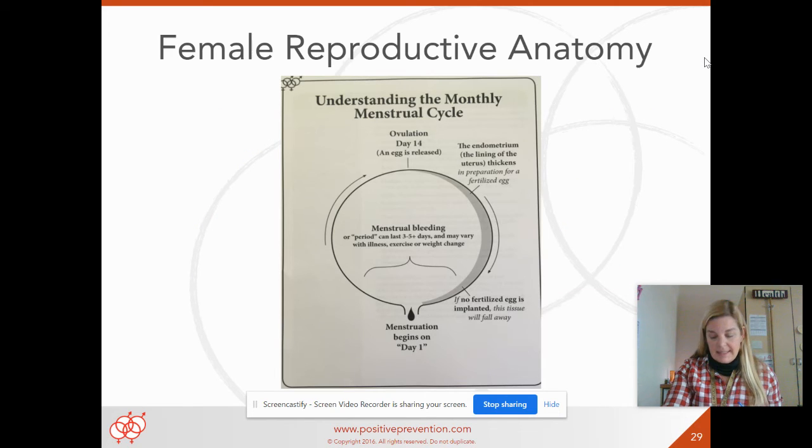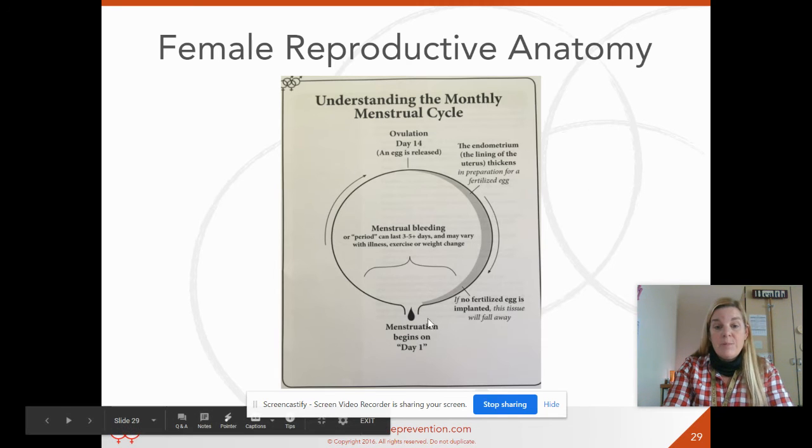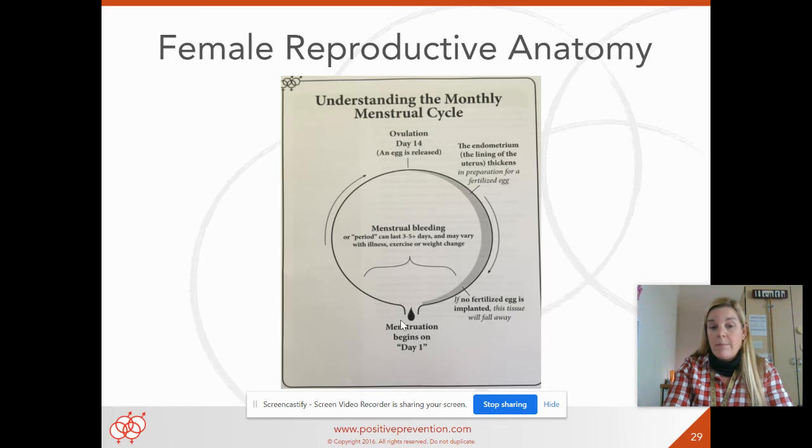Okay, this is the diagram that you have on page 7. There's nothing for you to write on here. It's just another look at the menstrual cycle. So in this picture, it's a cycle, right? So it's a circular form. And in this picture, day 1 is right here on the bottom.